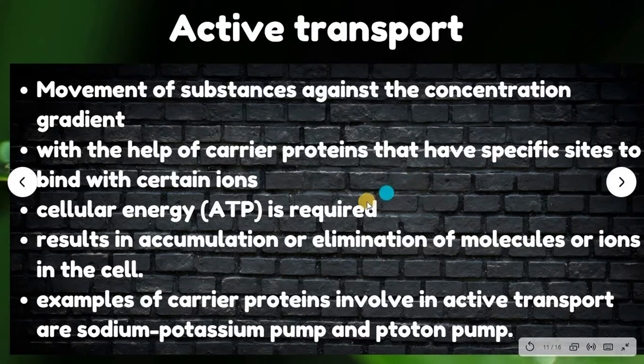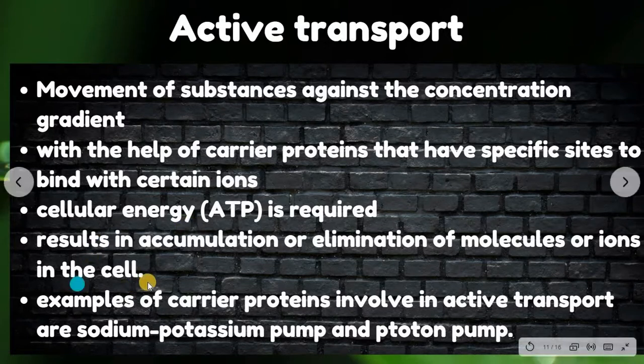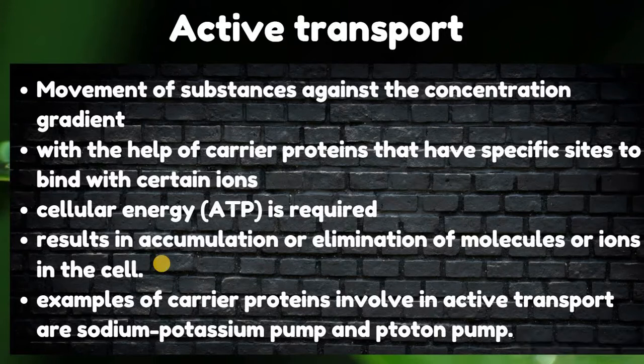Okay. So in active transport, ATP or cellular energy is required. So energy is needed here. And it results in accumulation or elimination of molecules or ions in the cell. What is eliminate? Eliminate, excrete it out. Elimination of molecules.